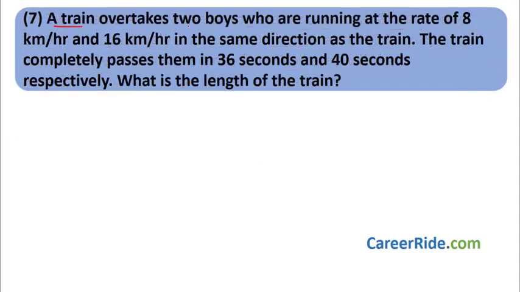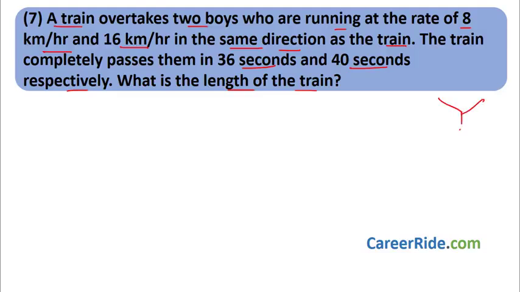A train overtakes two boys who are running at the rate of 8 kilometers per hour and 16 kilometers per hour in the same direction as the train. The train completely passes them in 36 seconds and 40 seconds respectively. What is the length of the train?